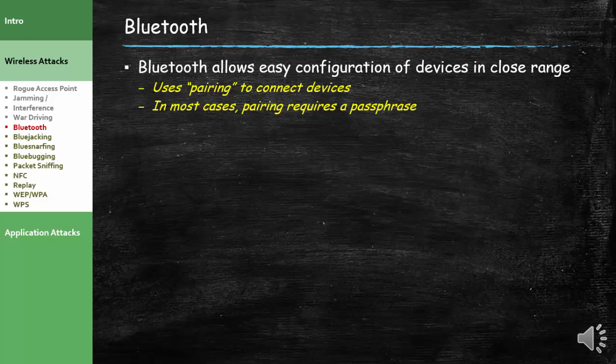Otherwise, somebody could just pair to anything, right? You wouldn't want somebody just being able to pair to your phone that you didn't authorize and then start doing things with your phone. So they have to put that passphrase in.